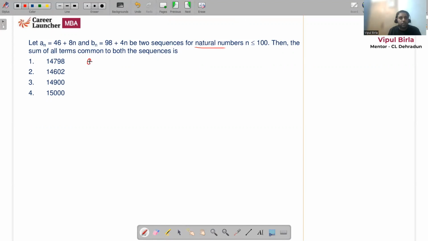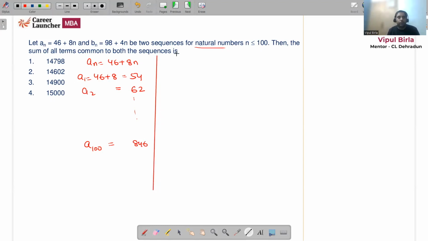So An is given as 46 plus 8n. The first term A1 will be 46 plus 8, which is 54. A2 will be 8 more. It's an AP with a common difference of 8, so A2 will be 62, and so on and so forth. And A100, because n is less than or equal to 100, so A100 is going to be nothing but 846.